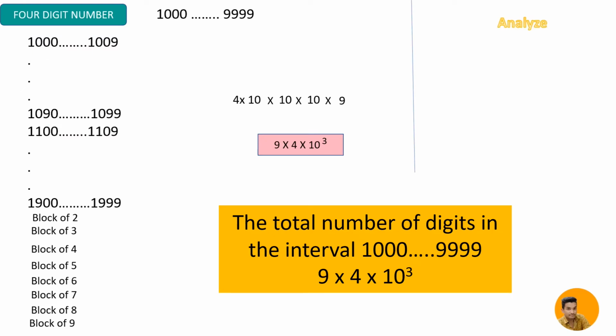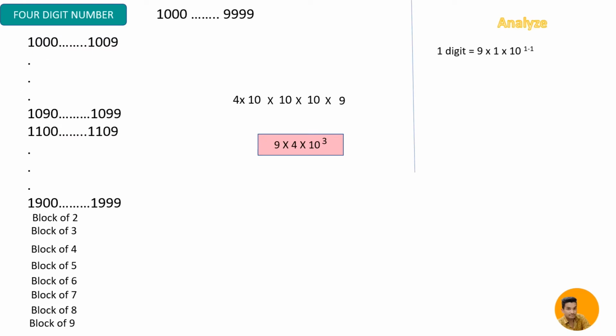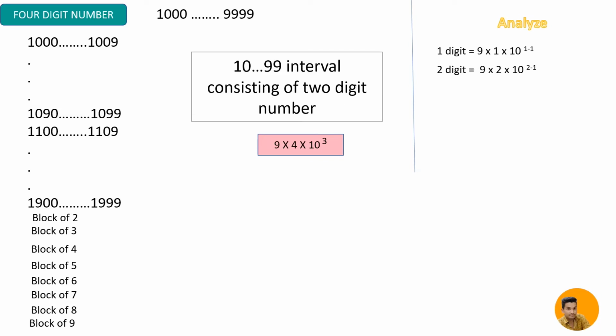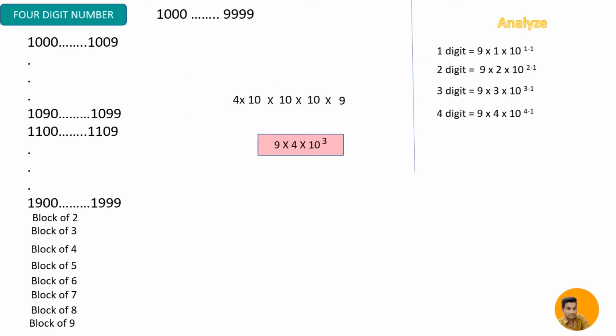Okay, so let's try to analyze. For 1 digit we got this. This is just 1 digit. For 2 digit we got this, and if you remember, this would be 9 into 2 into 10, that would be 180. I'm not counting from 1 to 2, I'm just saying 2-digit numbers. How many 2-digit numbers are there? 2-digit numbers are given by this formula. Then for 3-digit numbers, we have this. For 4-digit numbers, the formula is in front of you.